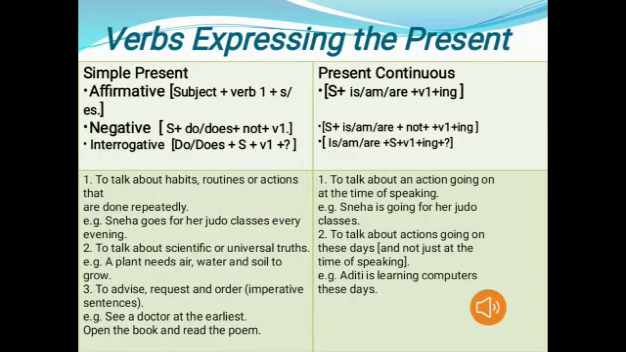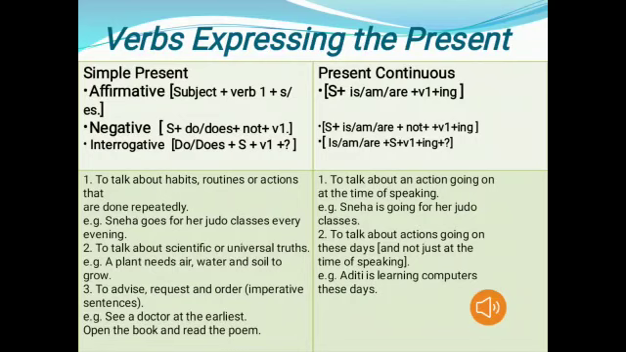So whatever work is done in routine every day, we use simple present tense. Here we are using the verb go, and as Sneha is a singular noun, we use s or es with it. So it will become Sneha goes for her judo classes every day.